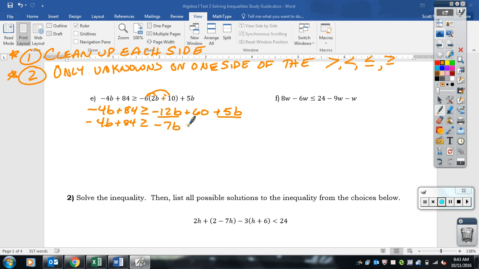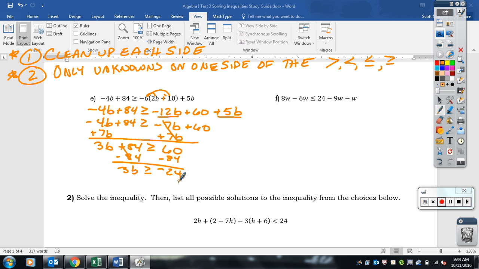Negative 7b plus 60. Variables on both sides. I'm going to add 7b and add 7b. It really doesn't matter, I chose to do it this way. 3b plus 84 is greater than or equal to 60. Now I've done both of these things, I can start solving. Now I do reverse. Minus 84, minus 84. 3b is greater than or equal to negative 24.